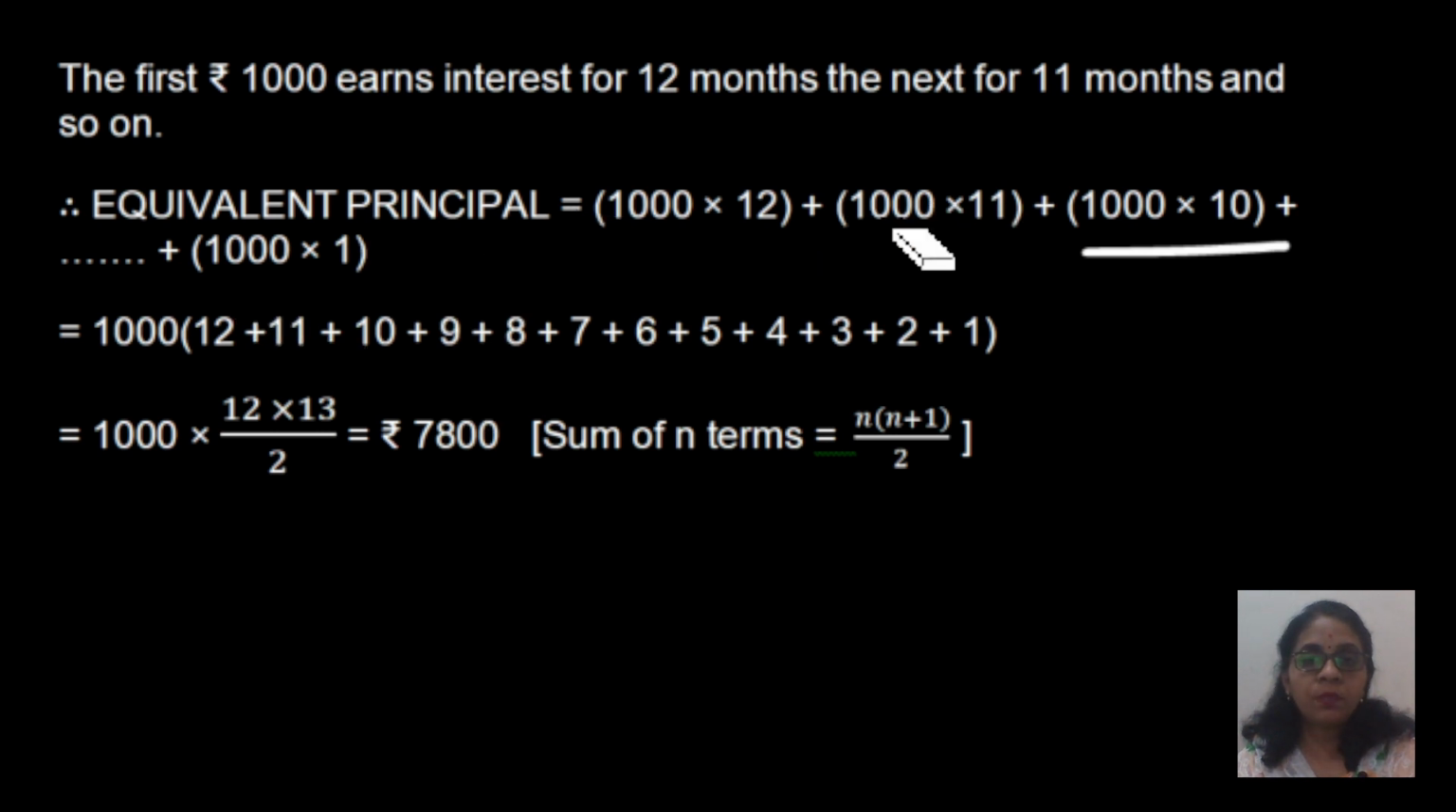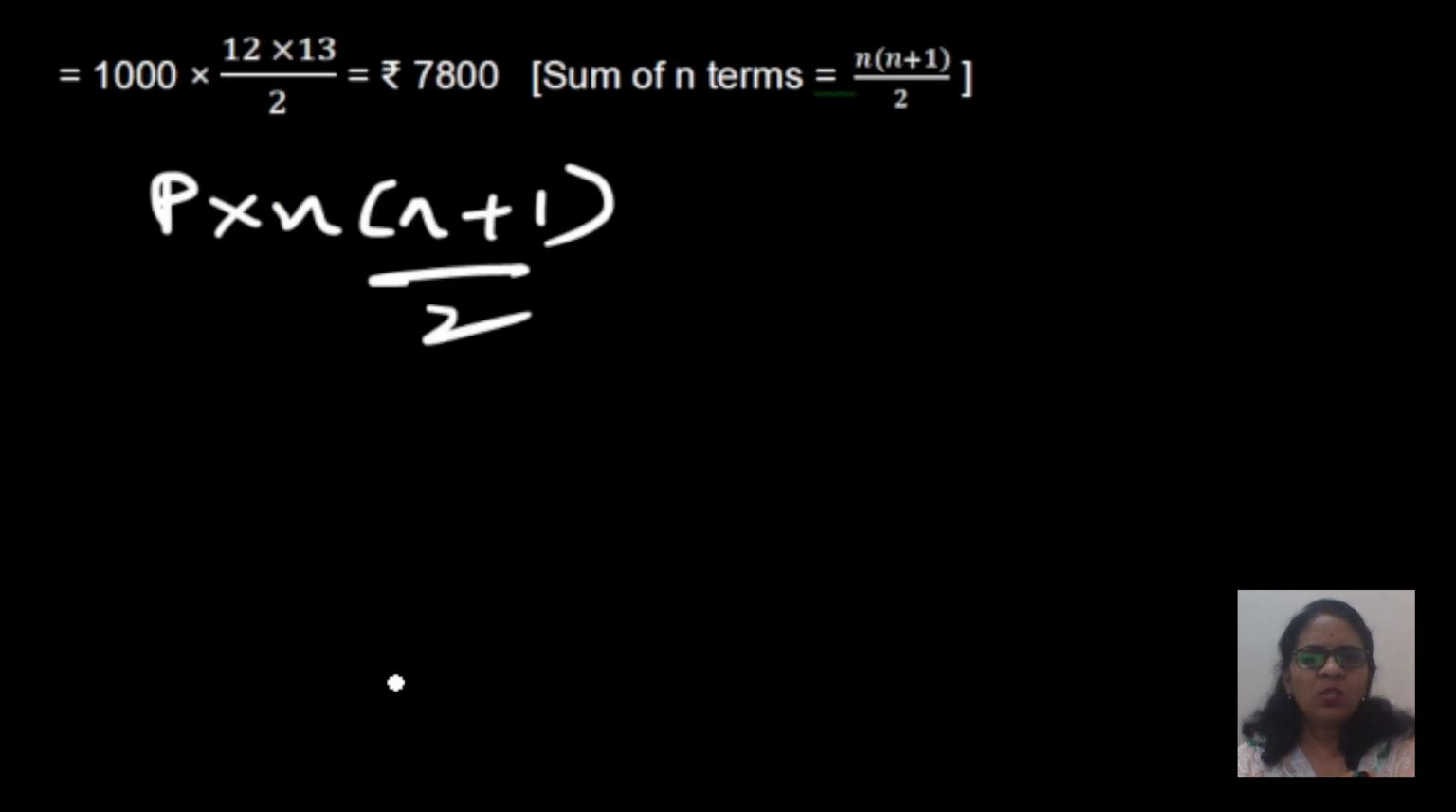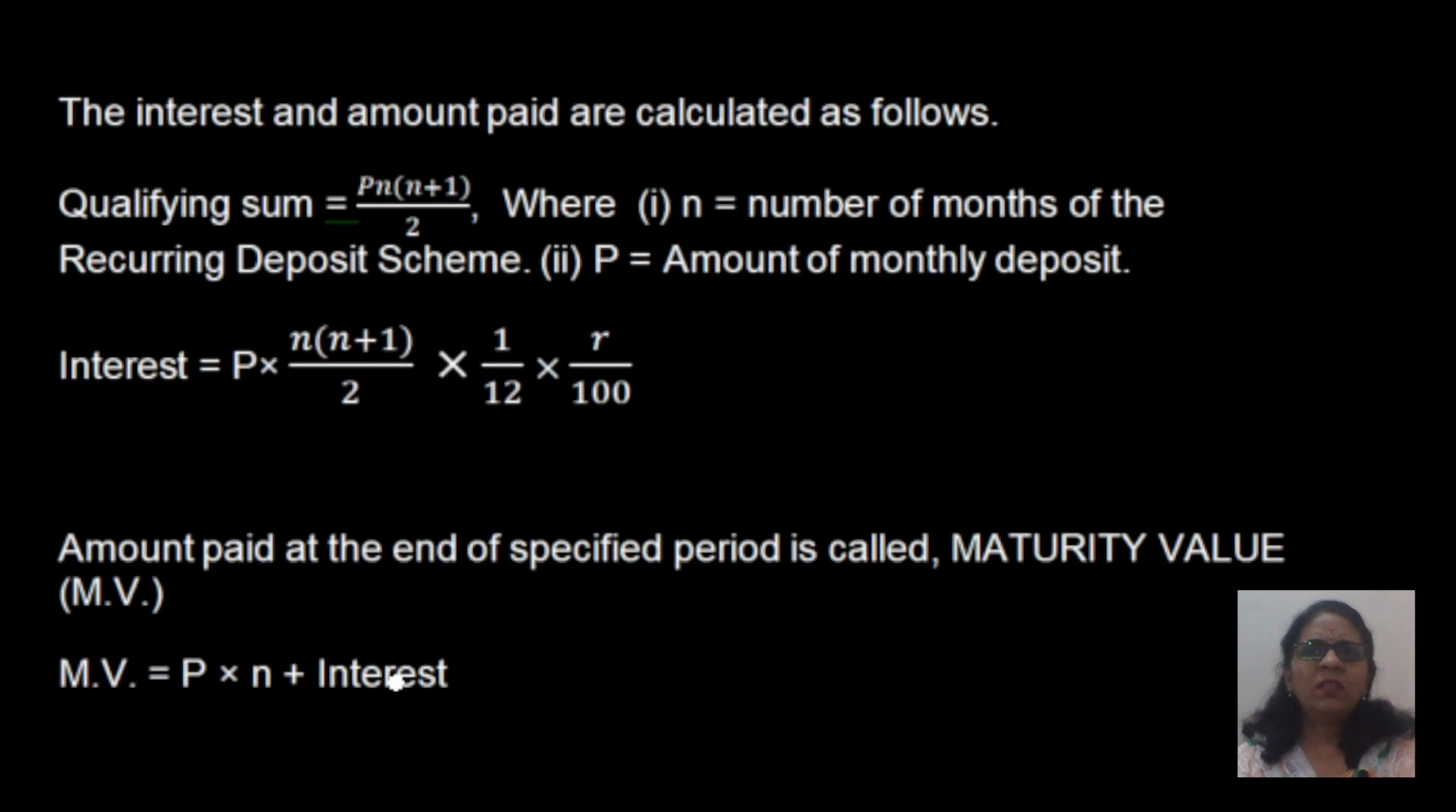What is the equivalent principal? So, equivalent principal is nothing but P into n into n plus 1 by 2. Okay. So, let us learn about the formula of the interest in RD and also the maturity value.